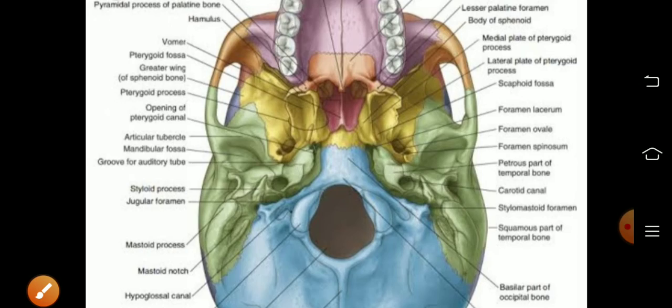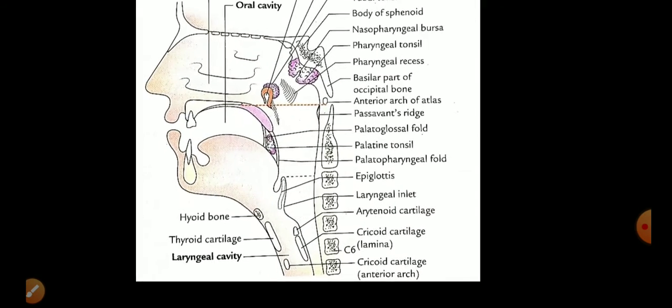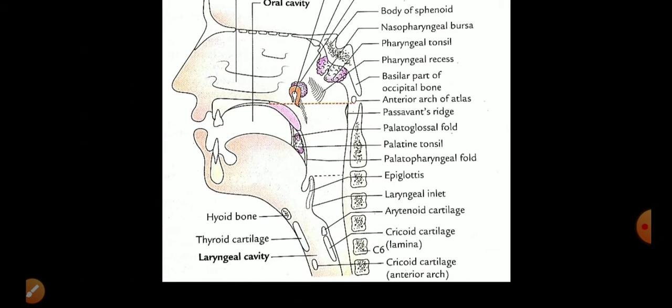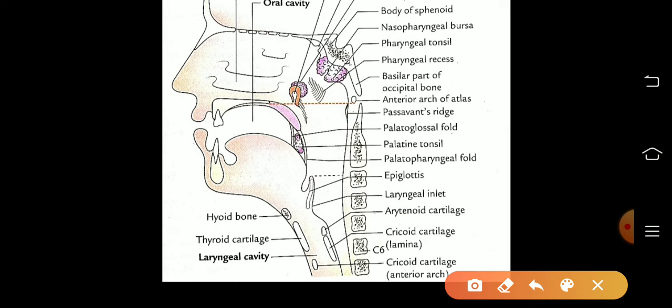Now what is the inferior boundary of the pharynx? The inferior boundary is very easy. Anteriorly, it is the cricoid cartilage, the lower part of the cricoid. This is the cricoid cartilage, as you can see it is labeled. So the lower part of the cricoid cartilage anteriorly, and posteriorly the lower part of the C6 vertebra. Okay, so this is the inferior boundary.